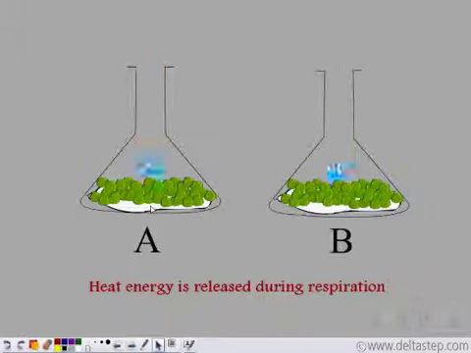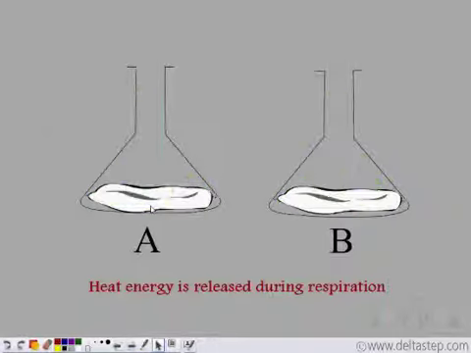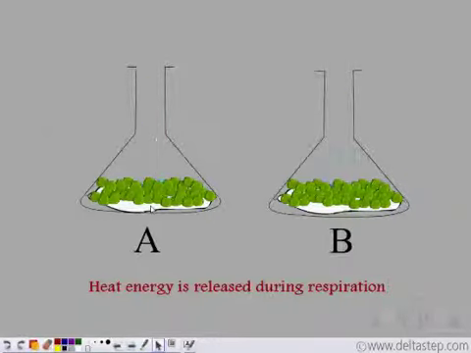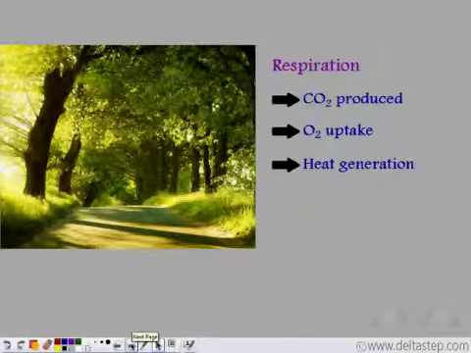Some water is sprinkled, and then a thermometer is put. Since these are germinating seeds, they will respire, and see, the mercury goes up in this thermometer, proving that heat energy is released during respiration. Now see, these beans are heat-killed, so they don't respire, so there is no increase in temperature as shown in the thermometer. So it is proved that heat is generated during respiration along with carbon dioxide.